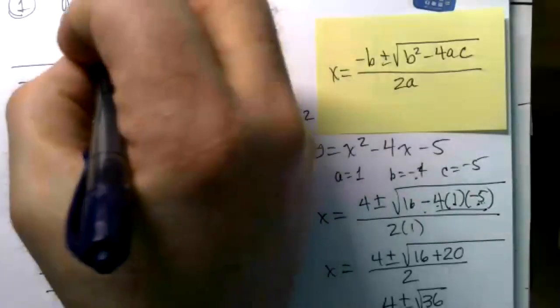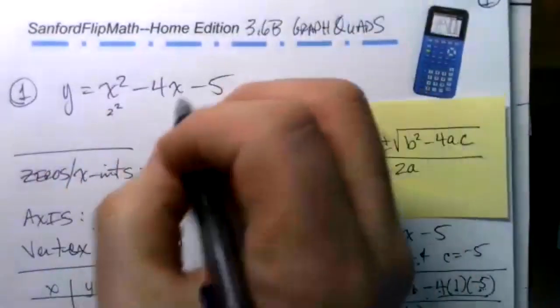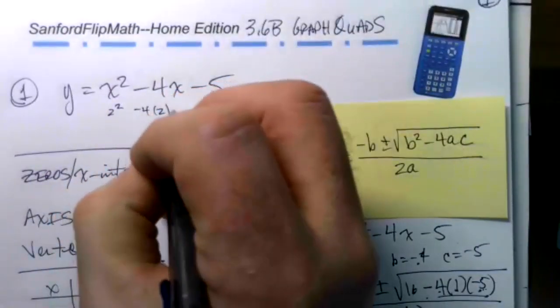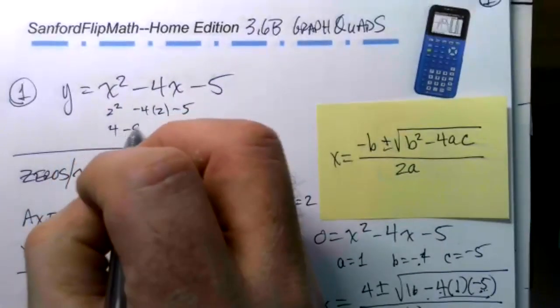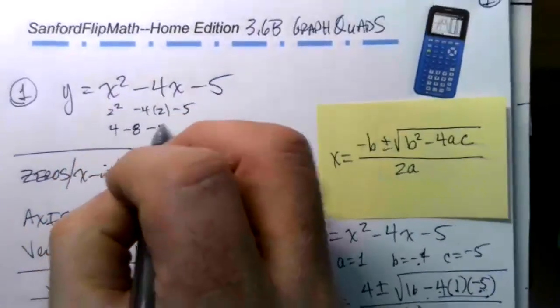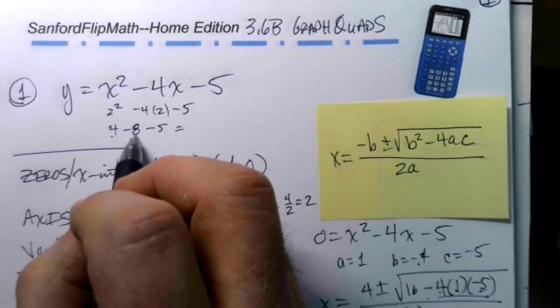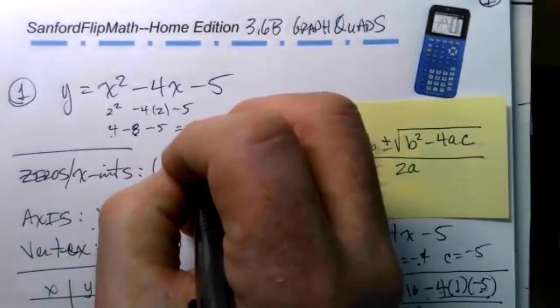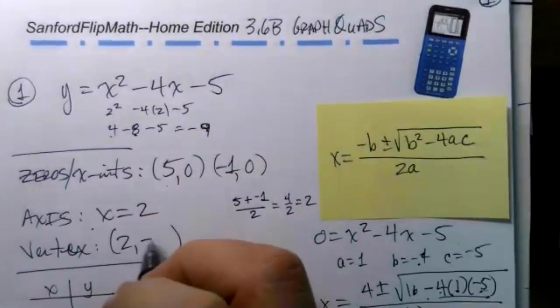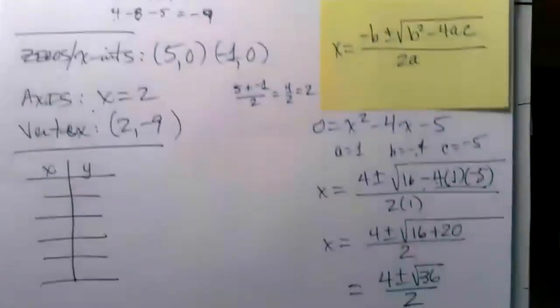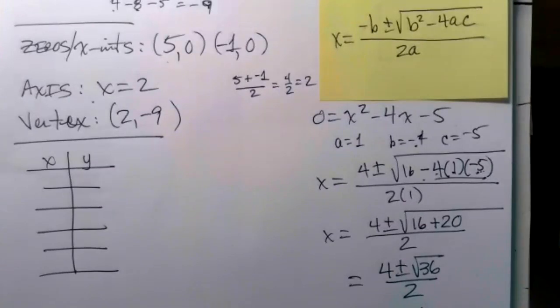Okay, so 2 squared minus 4 times 2 minus 5. So this is 4 minus 8 minus 5. So this is -4 minus 5, which is -9. Okay, so -9.